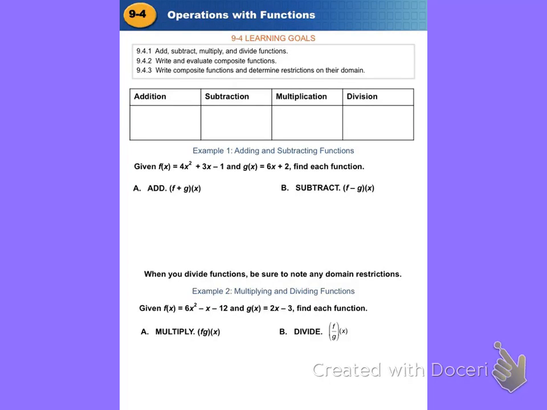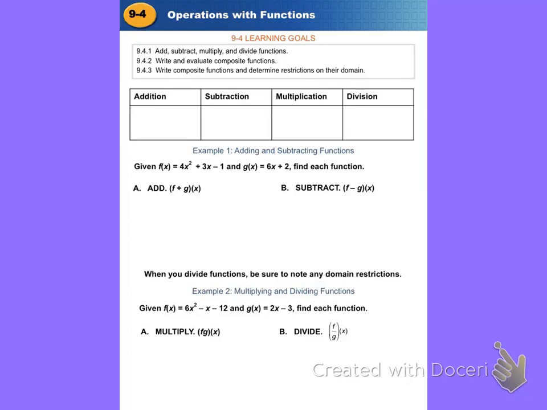In lesson 9.4 we will be looking at operations with functions. When we think of operations in mathematics, you probably think of the standard add, subtract, multiply, and divide. And you can perform operations on functions in much the same way that you perform operations on numbers or expressions. You can add them, subtract them, multiply, or divide functions by operating on their rules.